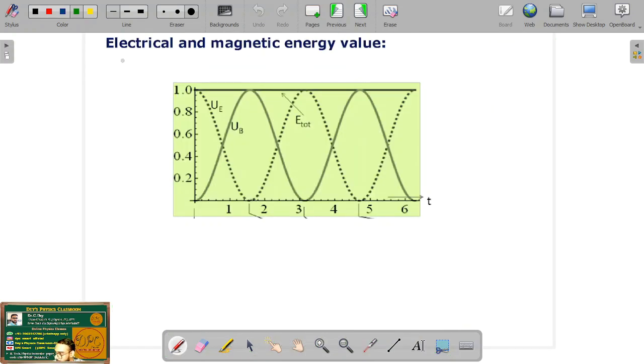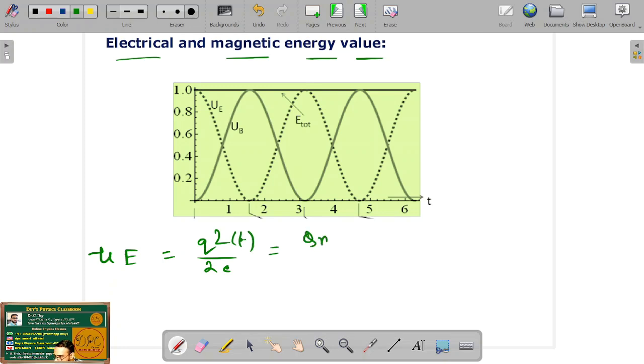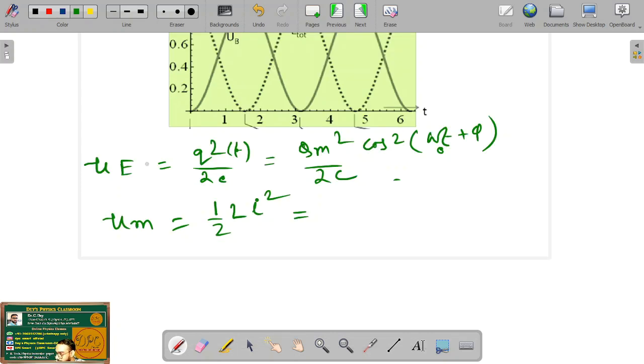Now we will calculate the electrical and magnetic energy for an LC system. The electrical energy UE is q²/2C. If we put the value of q, we will get Qm² cos²(ω0 t plus φ) divided by 2C. That means UE equals Qm²/2C into cos²(ω0 t plus φ), this one.